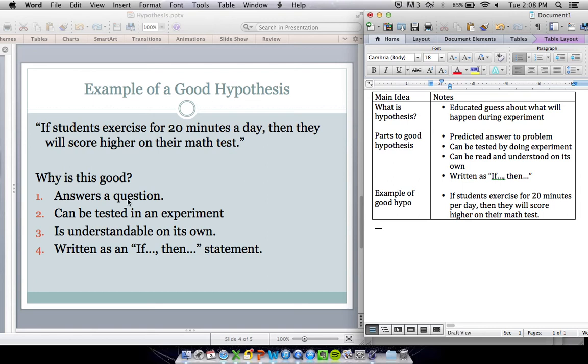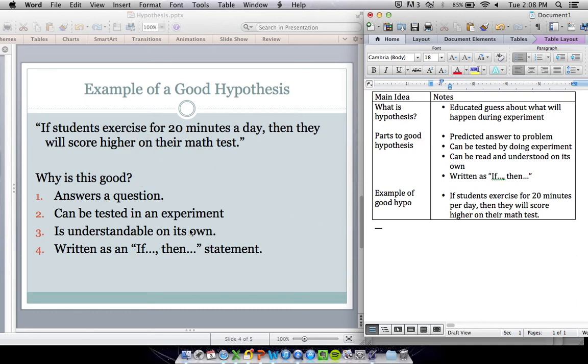Why is this good? It answers a question. The question might be, will students score higher if they exercise? It can be tested in an experiment. I can have some students exercise, I can have some students not exercise, and then I can give them a math test and see how they do.